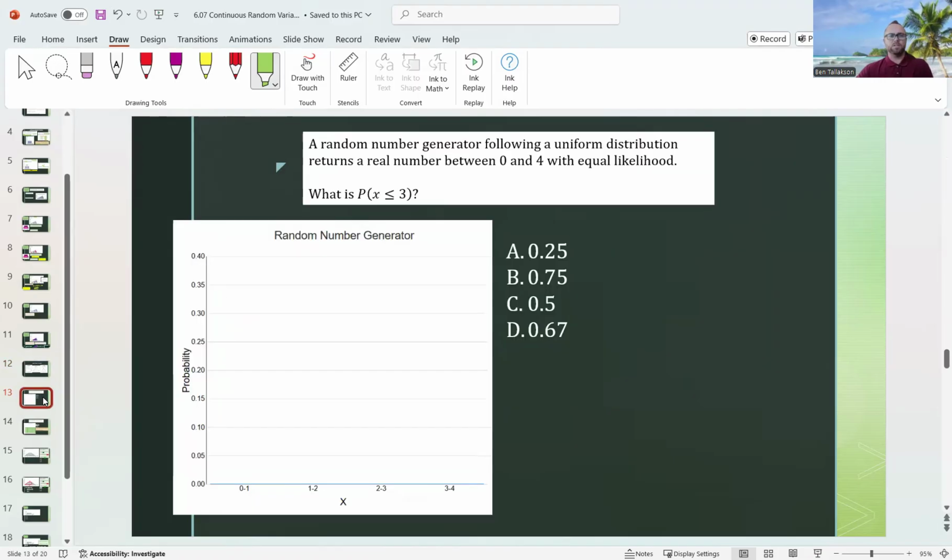Now let's practice a little more before we wrap things up. A random number generator following a uniform distribution returns a real number between 0 and 4 with equal likelihood. What is the probability that x is less than or equal to 3? Test yourself.